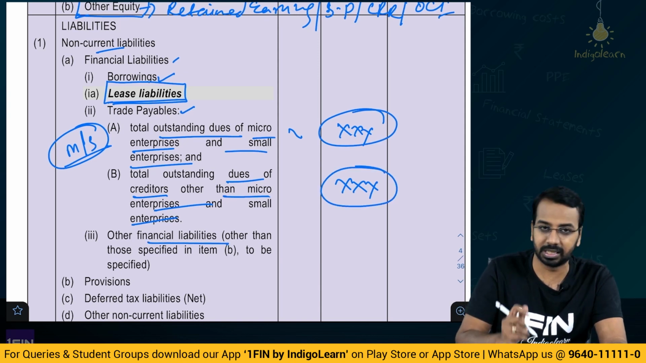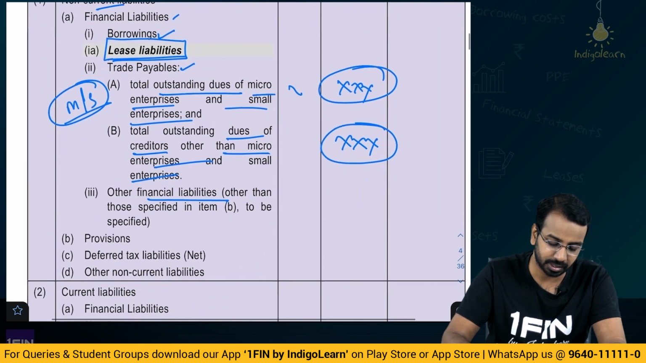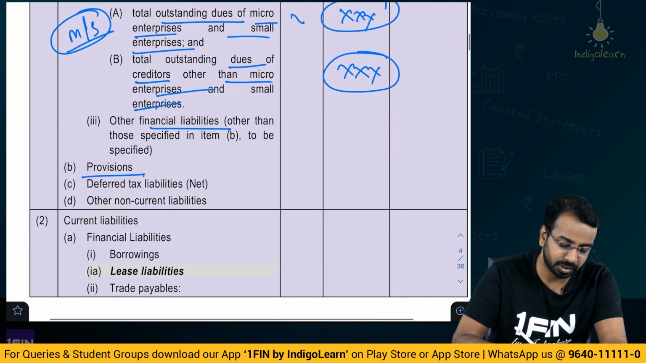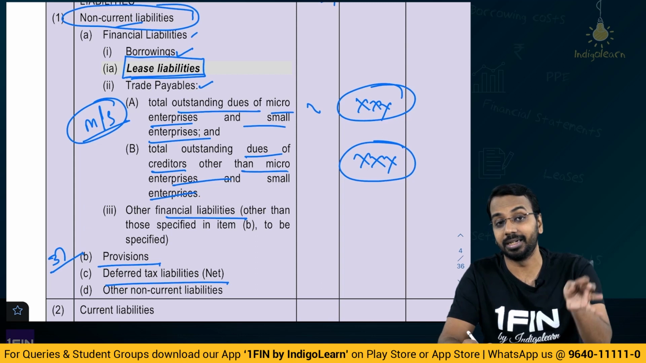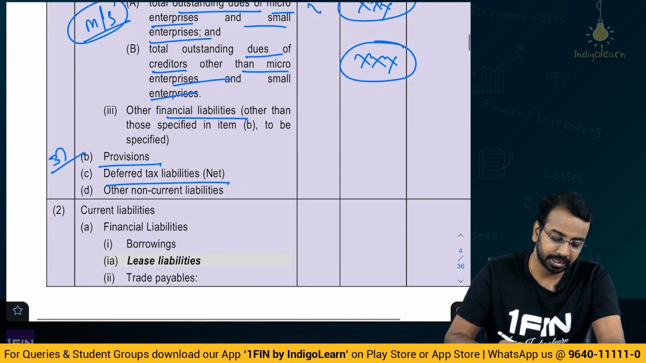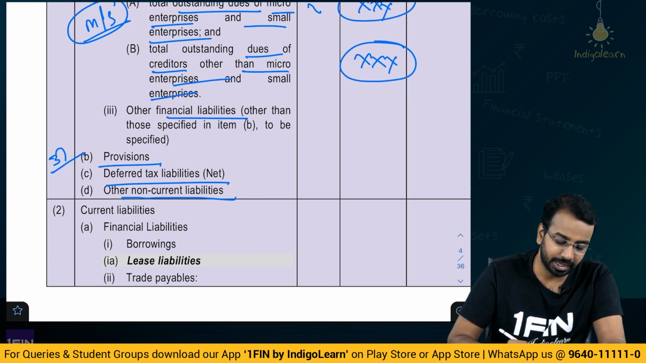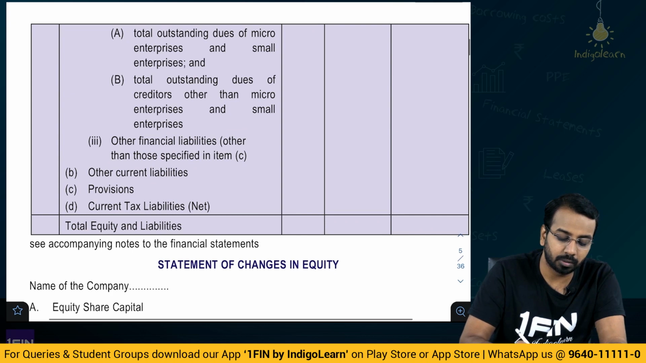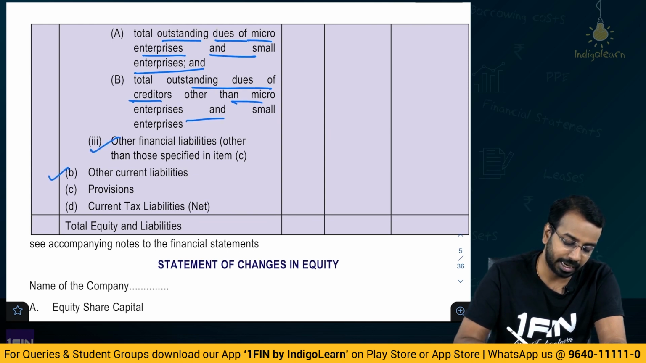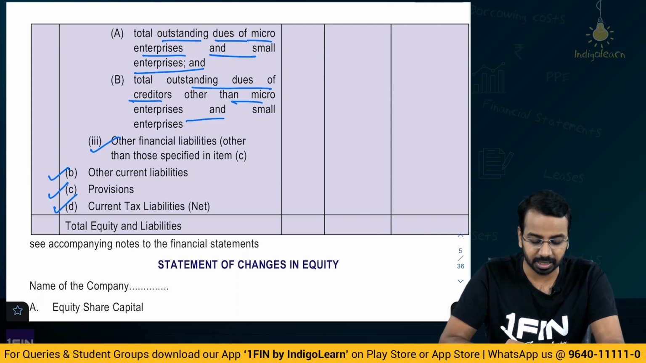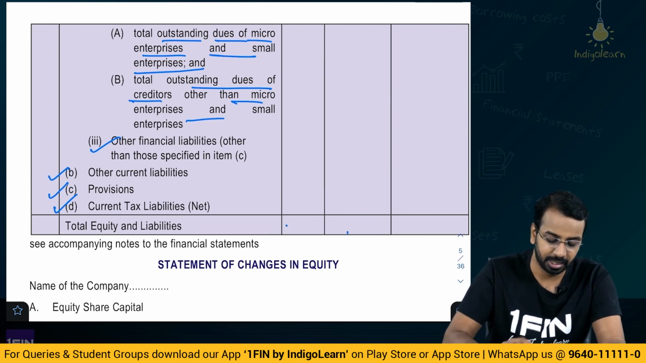Then other financial liabilities, if there are any, you will present there. Then coming to provisions, governed by Ind AS 37, deferred tax liabilities. Please remember, deferred tax liabilities and deferred tax asset both are non-current, so please make a note of it. Then other non-current liabilities. Under current liabilities, again financial, you have borrowings, lease liabilities, trade payables. Under trade payables, total outstanding dues of micro enterprises and small enterprises, total outstanding dues of creditors other than micro and small, again other financial liabilities, other current liabilities, provisions and current tax liabilities, that gives you the total of equity and liabilities, right. So that is one thing.